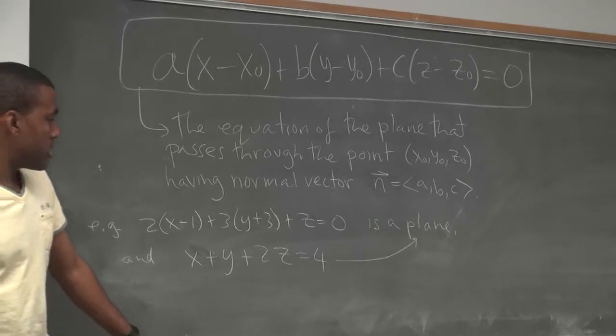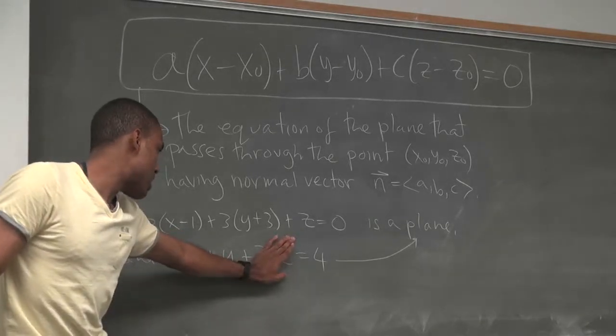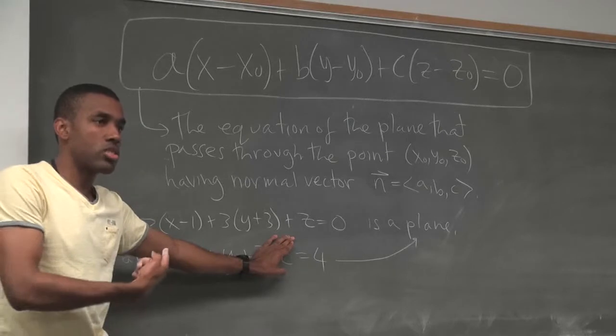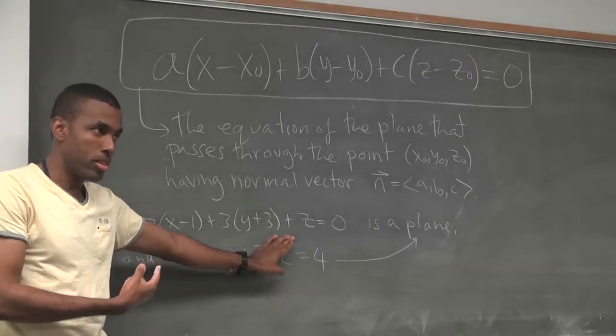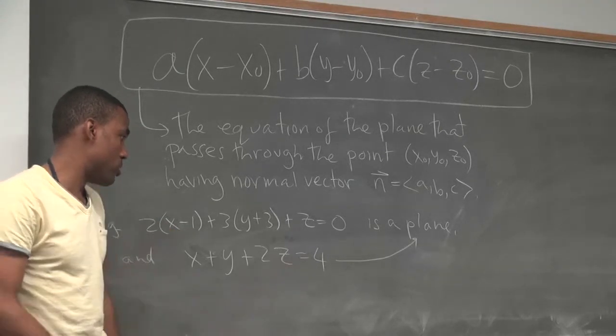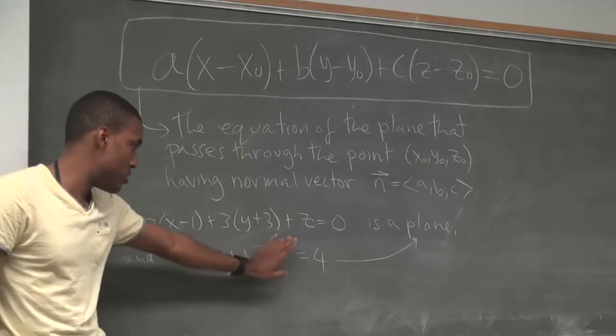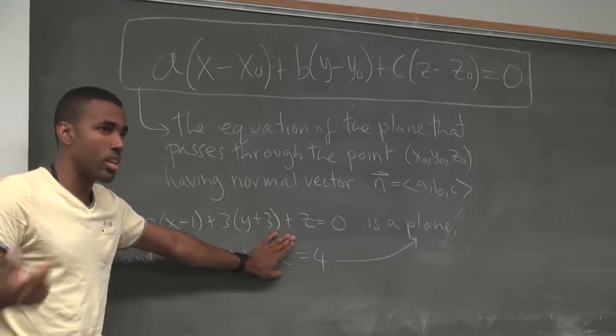Notice that if you left the z out of the equation, it just looks like a straight line in R2, right? So it is very important that you don't confuse these. These are actually planes. If you see x plus y equals 4, it's not a line anymore.